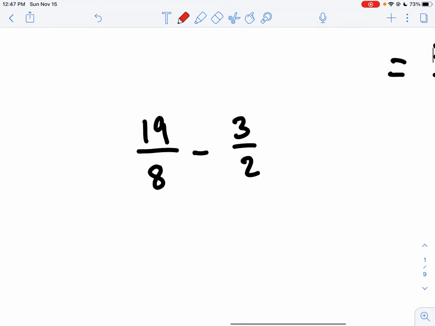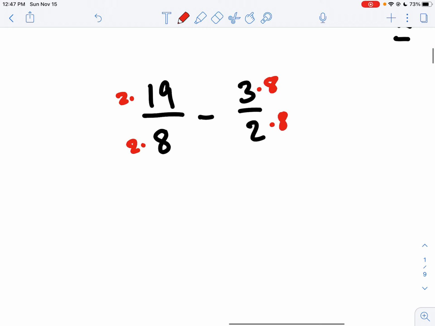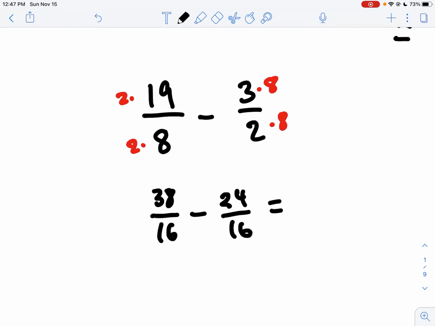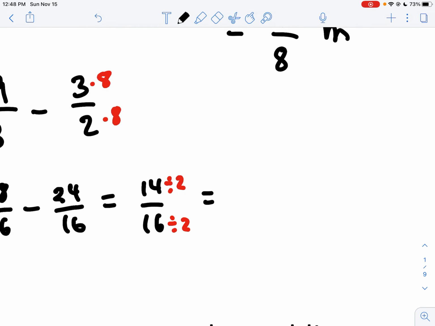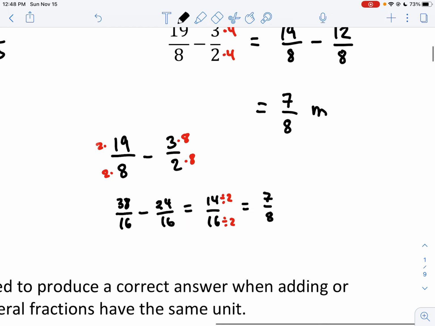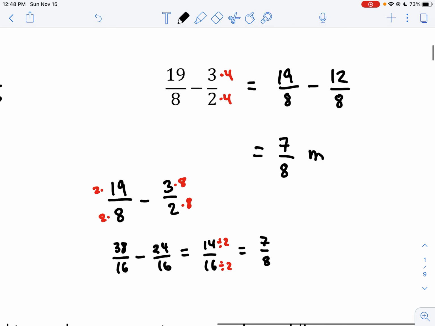So anyway, I could get a common denominator of 16, so I'd multiply one fraction by 8 over 8, the other one by 2 over 2. And that would give me 38/16 minus 24/16, which becomes, I can subtract the numerators, which is now 14/16, and then I can reduce this, right? Divide by 2, divide by 2, and that gives me 7/8. So in the end, it doesn't matter whether you got the least common denominator or any old common denominator.